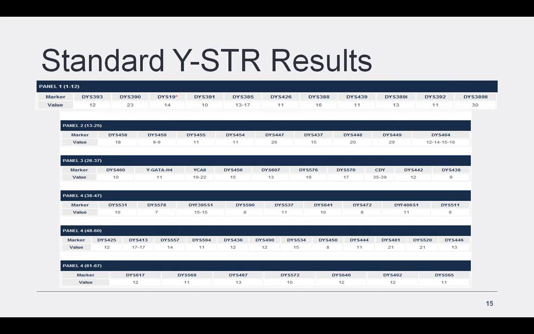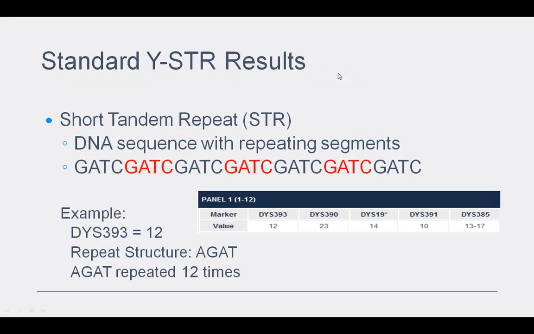And that's what's calculated. So at DYS 393, my brother has a 12. At DYS 390, my brother has a 23, etc. And it's these values that are then compared with other customers in the Family Tree DNA database. That's how the matches were discovered, by which markers were matched and what values were matched and compared. So actually, I'll show you a specific example here.